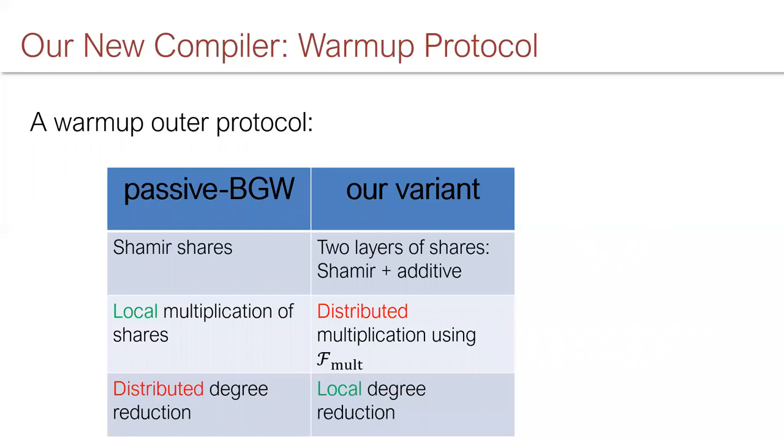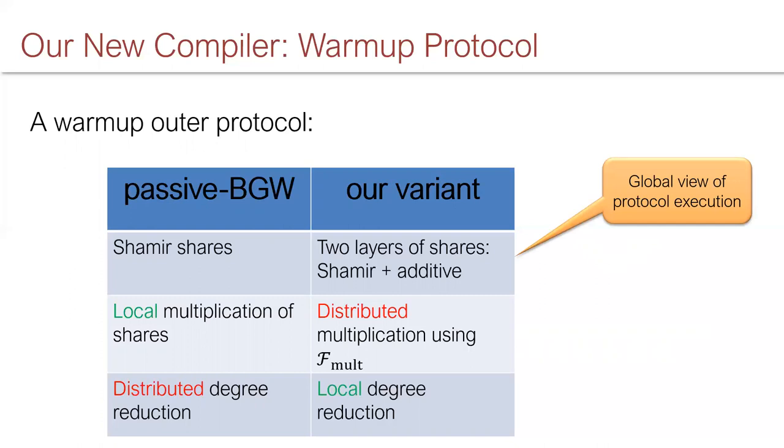In contrast, we will be working with two layers of shares, where the first layer will be Shamir's, as in BGW, and the second layer will be additive secret sharing. Consequently, multiplication operations would require communication, whereas operations such as degree reduction can be performed locally due to their linearity. Specifically, working with two layers of shares implies that the parties have a share of a global view of the protocol execution.